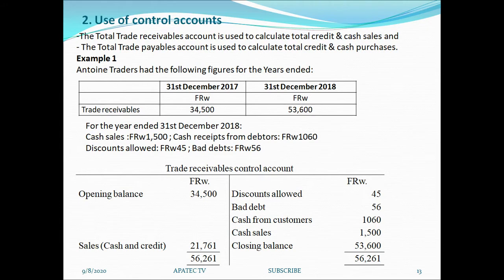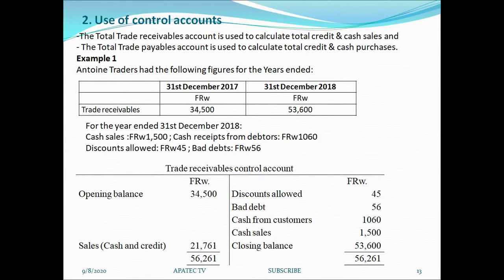That means in 2017, the opening trade receivable was this, and the closing trade receivable was this. For the year ended 31st December 2018, cash sales was this, cash receipt from debtors was 1,060, discount allowed was 45, and bad debt was 56. My dear friend, capture this. To calculate this, we have to draw the trade receivable control account.